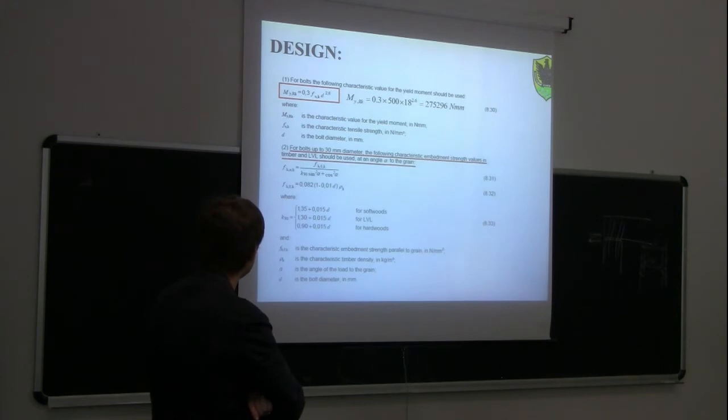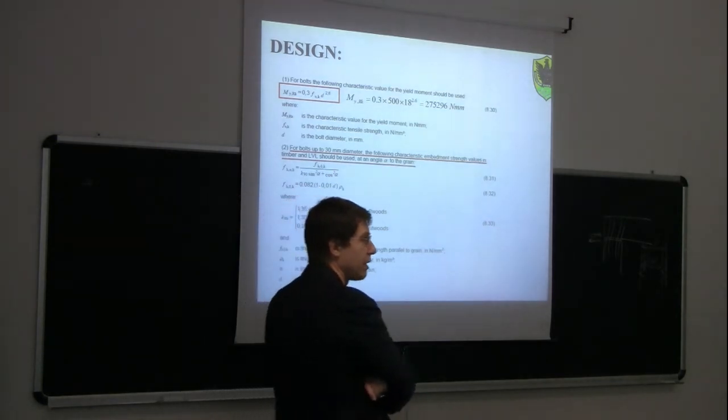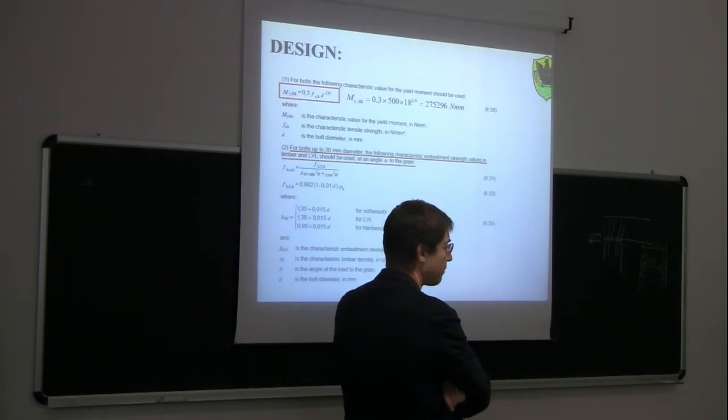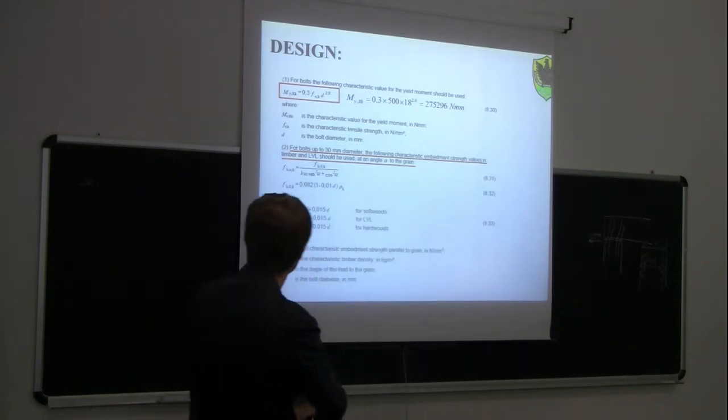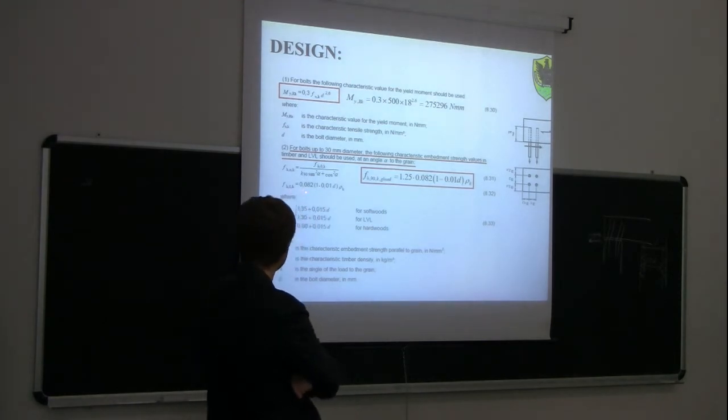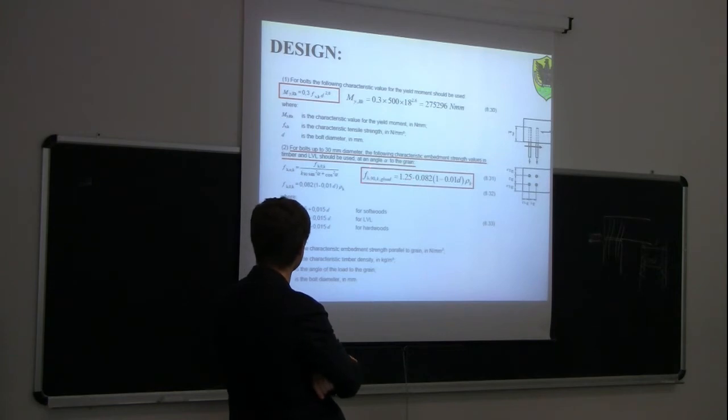And then we need to calculate the bending strength. So for the bending strength, we said we need to start from the embedding strength for a bolt. So this formula here: 0.082 times (1 minus 0.01 d) times rho_k. So this will be f_h, the embedding strength for a bolt.